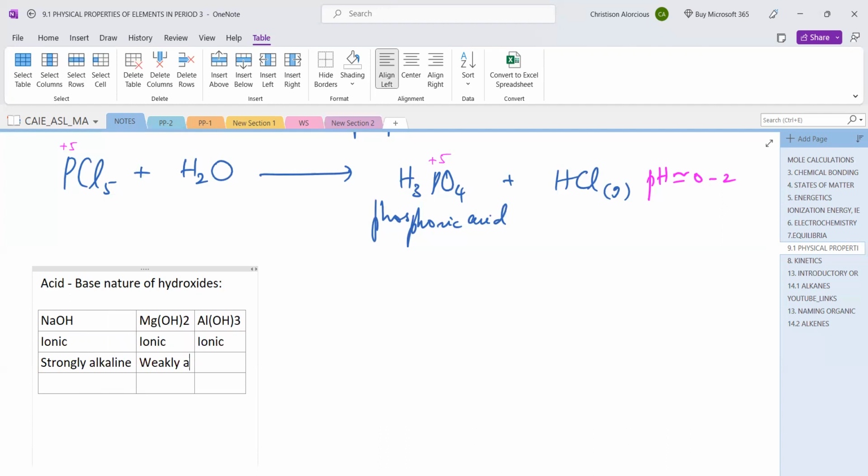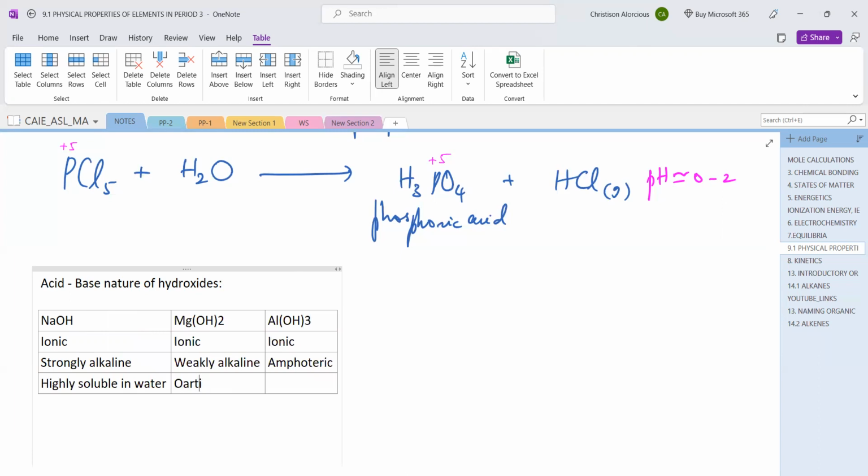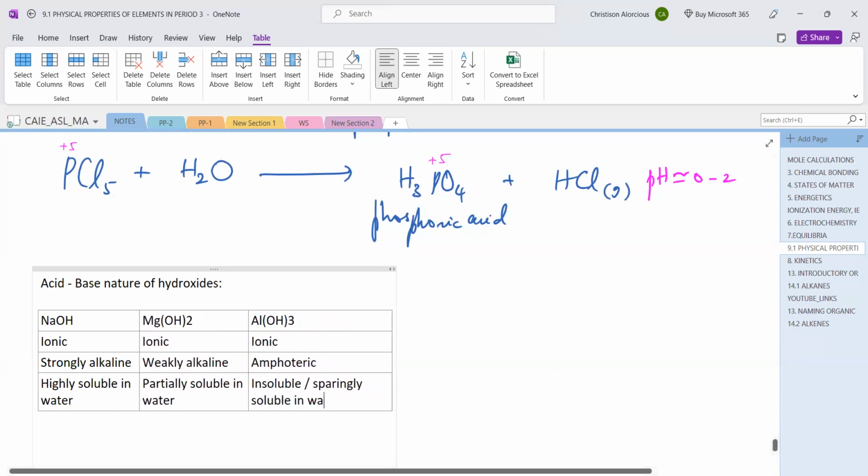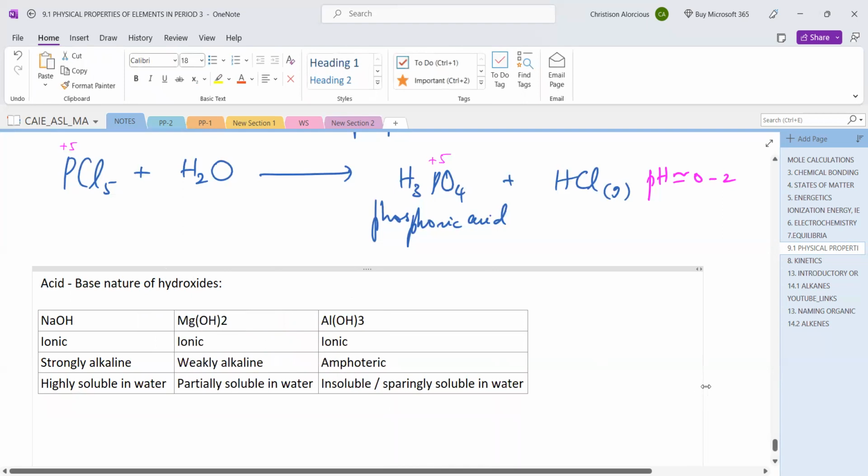This would become weakly alkaline if it dissolves in water, while this is amphoteric and insoluble in water. So: highly soluble in water, partially or less soluble in water, while this is insoluble or sparingly soluble in water. As a result, the concentration of OH- ions keeps decreasing, leading to a decrease in alkalinity. So it follows the same trend as that of the oxides, and that is something you are supposed to know.